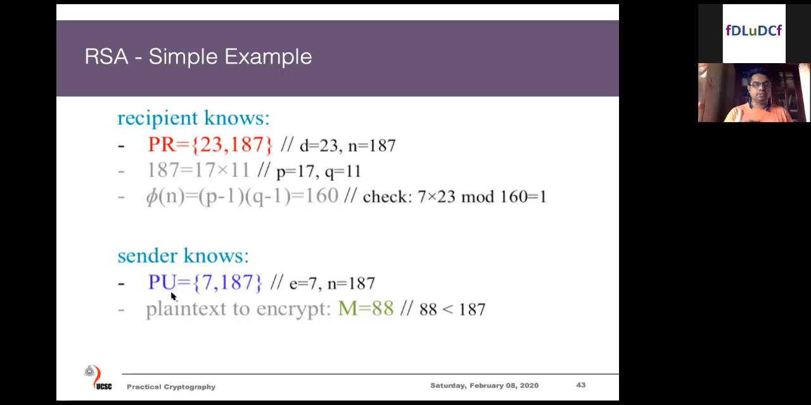So the sender who sends the information to this particular recipient knows this public key. By example, the public key is 7 and 187. 7 is E, and N is 187. So this is my public key, and this is the private key. 187 is my N, common to public key and private key both.